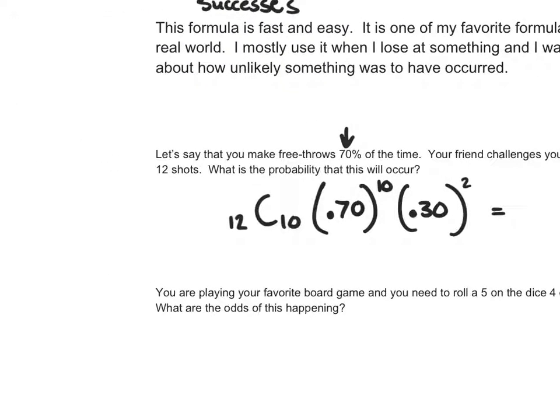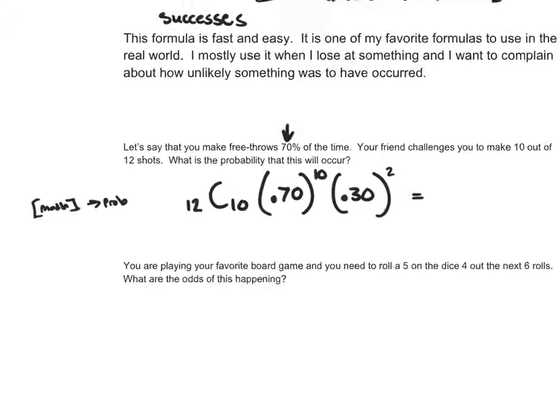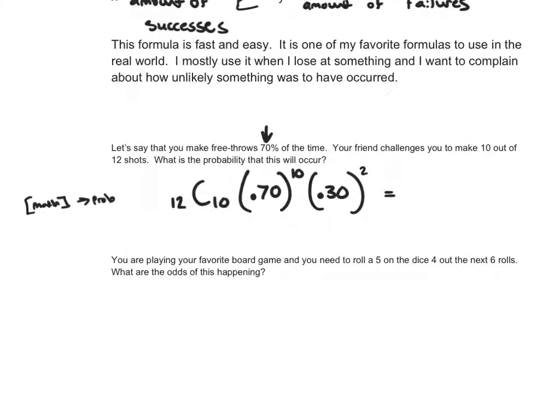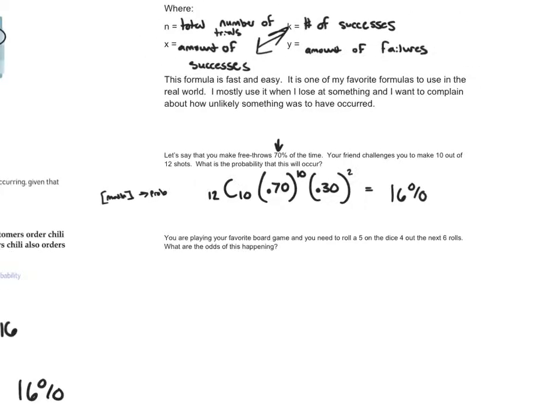And remember that choose function on your calculator comes from the math button, and then you scroll over to probability, and you'll see it. We covered that in a previous video. And if you type this in, the probability answer that you get is 16%. So if you were playing against another team in basketball and they ended up making 10 out of 12 free throws when the team only shoots 70% as a free throw rate, you should be upset because there's only a 16% chance that that should have happened.